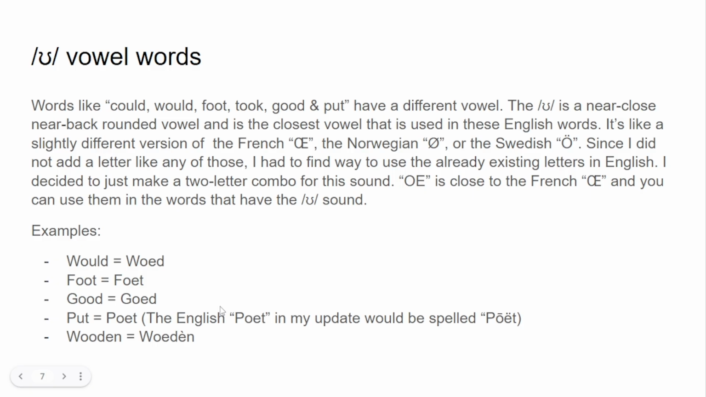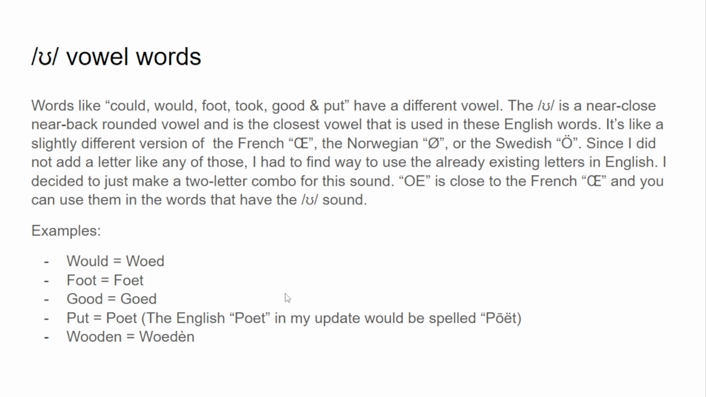Good. Put is interesting because with oe you have to spell it like this, and so because of that, I had to let you know that the word poet has to use the accent marks. So poet, the macron, so the O is always the long sound, and then E has the diaresis because it's pronounced after the O, so poet, and this is put. And finally, we got wooden, put the OE letter combo here, the E with the grave, and then end.